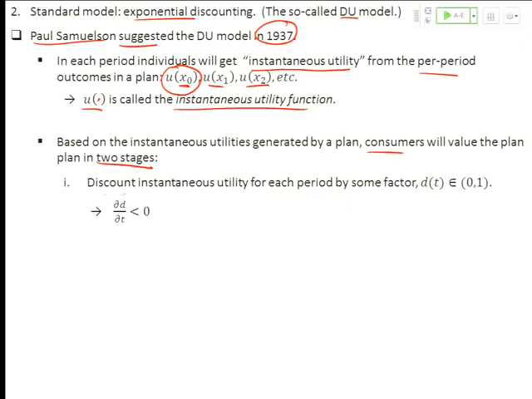The first stage is that we're going to come up with what the instantaneous utility is, and then we're going to discount that for each period by some factor d of t. So d is a discounting function, okay? And that's always going to be a number between 0 and 1. So essentially, it's like a percentage, right? We're going to make the assumption that the percentage weight you put on outcomes is going to go down over time. So the partial derivative of the discount function with respect to time is going to be negative.